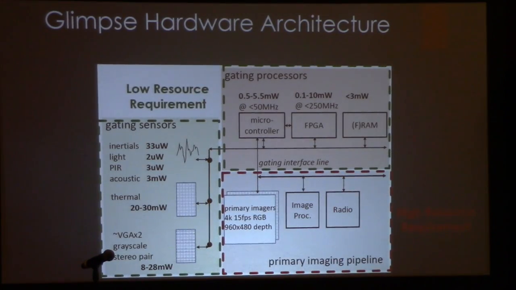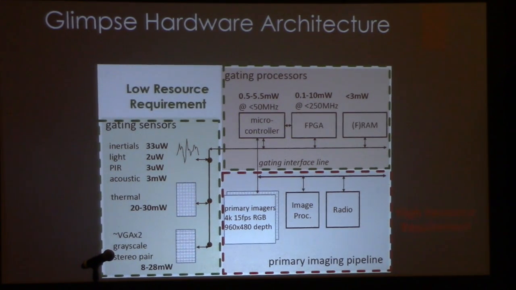Glimpse as a whole system consists of two main parts. One of them is the Glimpse gating board, which is responsible for rejecting uninteresting frames early. That is the low power part of the system, and it's highlighted in the green lines. The other part is the high resolution camera that is triggered by the Glimpse system.